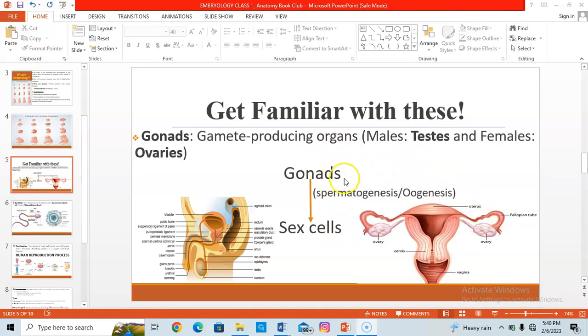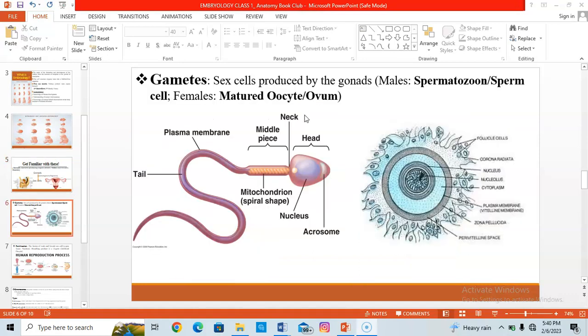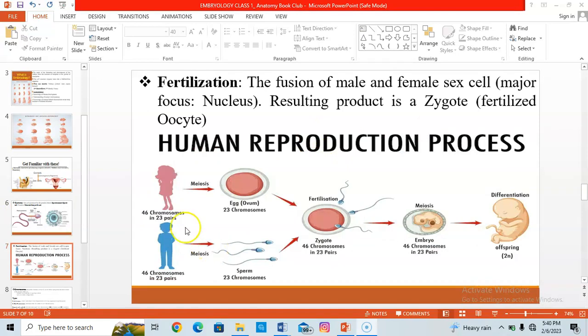So take note of this diagram also. The diagrams are very important. That's why they were included. So take note of the diagrams. And this is the structure of the sperm. This is the structure of the matured oocyte. So you can see how fertilization occurs.